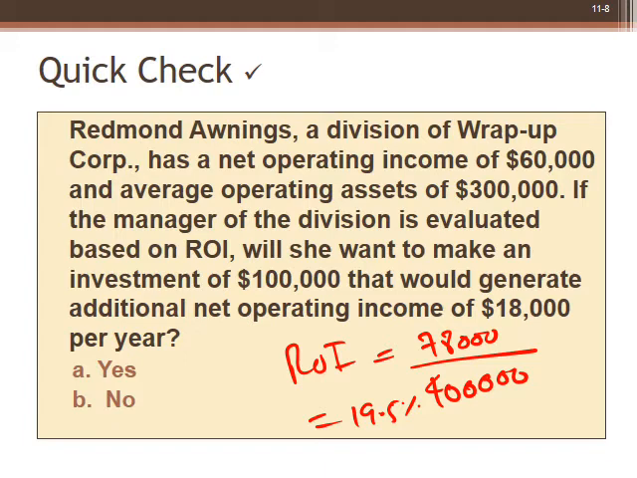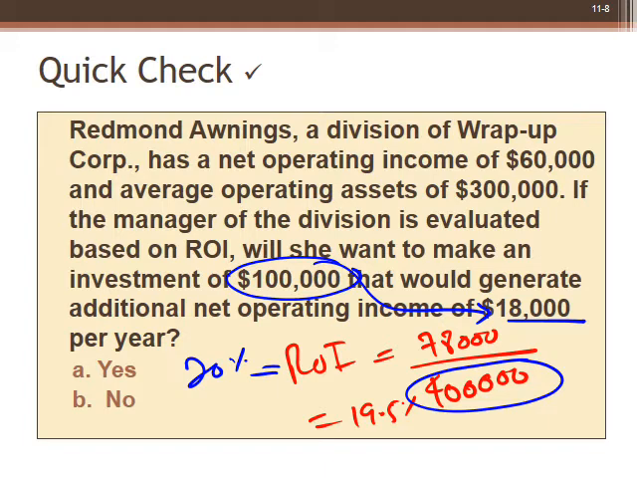In our last quick check the ROI was 20%, so look at that. The additional investment will produce 18,000 per year in annual income. But in order to generate this 18,000, you have to invest 100,000 in operating assets. That will decrease our ROI to 19.5%. So what is your relevant answer? The answer is no.